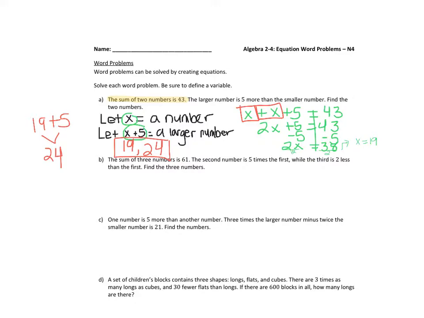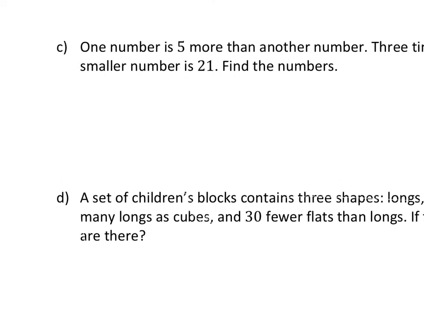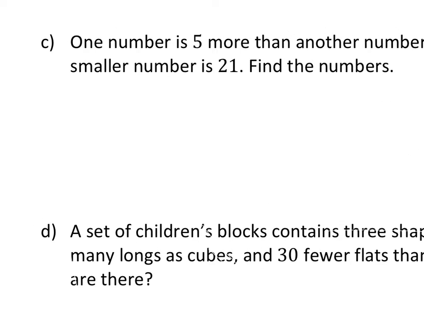Let's go ahead and look at C. One number is 5 more than another number. 3 times the larger number minus twice the smaller number is 21. Okay, so let's start with our let statements. Let x equal a number, and you can use any variable you want. I like to use x more often than not, just out of habit.